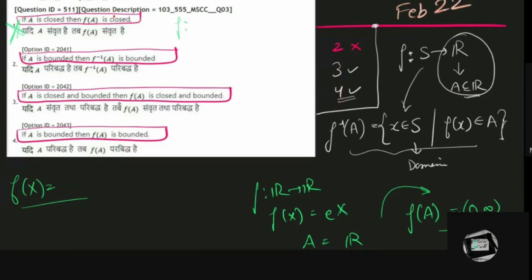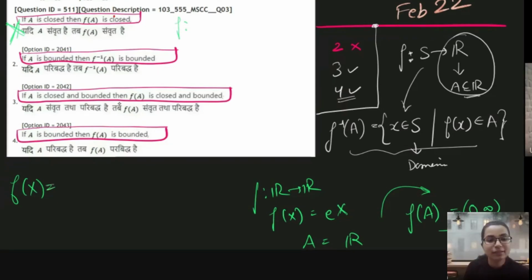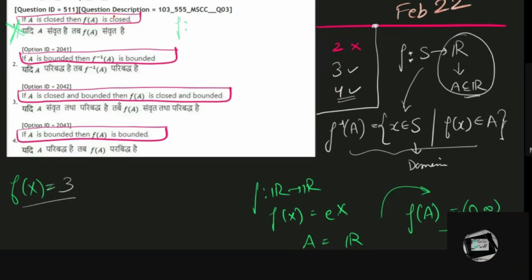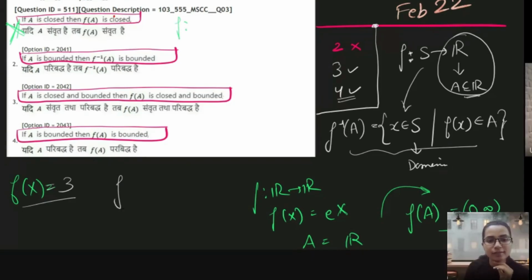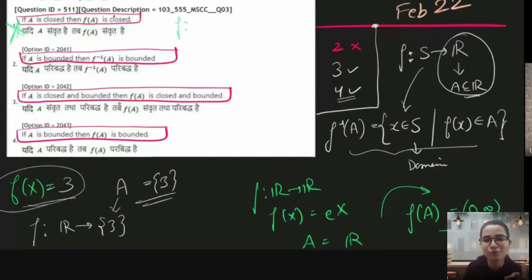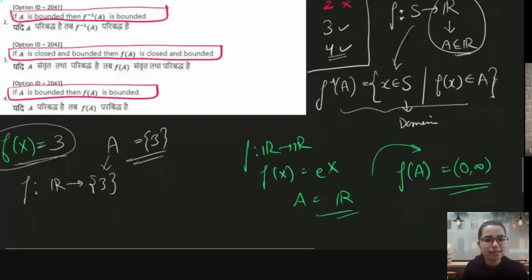Take f of x equal to 3, a constant function. If A is bounded, let's say A is {3}, because the function is defined from reals to the singleton 3. So let me take A equal to {3}. What is the inverse image of this constant? This is a really nice example. I don't know who of you gave this, but it is a very nice way of thinking.